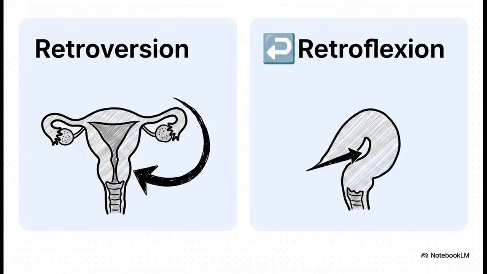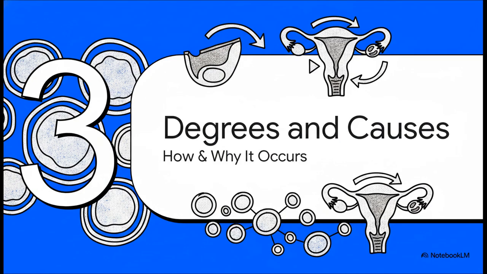So again, let's nail down this distinction. Retroversion is the entire uterus tilting backward. Retroflexion is the body of the uterus bending backward on the cervix. Now, in the real world, clinically, these two often go hand in hand. That's why you'll often just hear people use the umbrella term retrodisplacement to cover both. Okay, so we know what it is. The next logical questions are, well, how bad can it be, and what causes it to happen anyway?